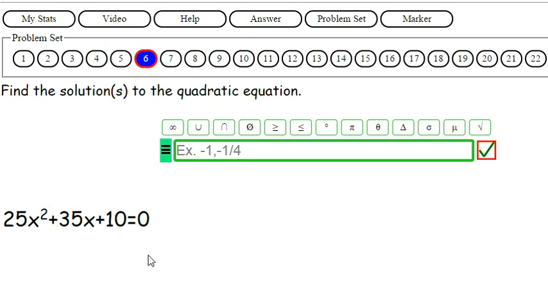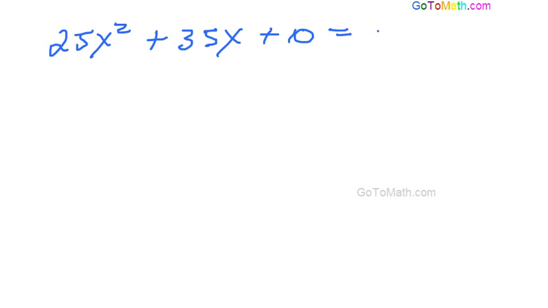Wait a minute, I see a common factor there. 5x, I'm writing this down if you don't mind. Okay. Let's go to the whiteboard. Plus 35x plus 10 is equal to 0.